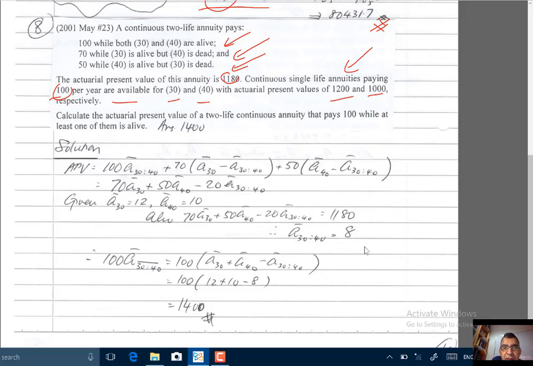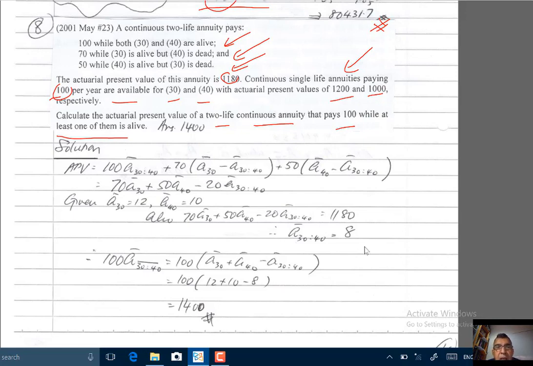We're asked to find the actuarial present value of a 2-life continuous annuity that pays 100 while at least one of them is alive. Calculate the actuarial present value of a 2-life continuous annuity that pays 100 while at least one of them is alive.